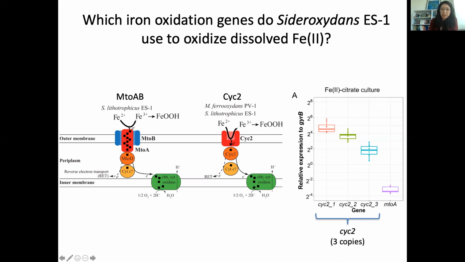And we looked at the gene expression and we normalized that to a housekeeping gene, gyrB. It turns out that apparently Cyc2 is so important to Sideroxydans, it has 3 copies in its genome, all 3 in a row. And what we see is the expression level of all 3, but particularly the first one, is quite high relative to the MTOA, which is this one, right? And so on dissolved iron, it looks like the Cyc2 is actually one of the top expressed genes. And it looks like that's the gene that corresponds to dissolved iron oxidation.